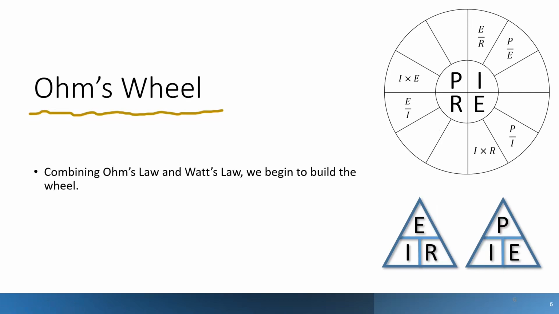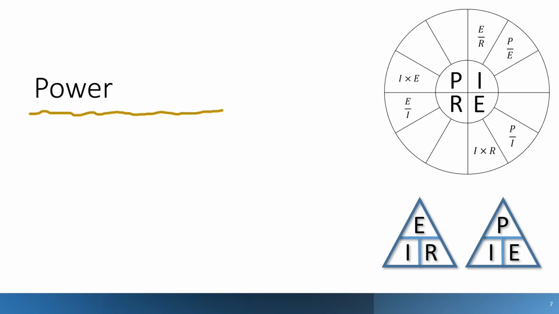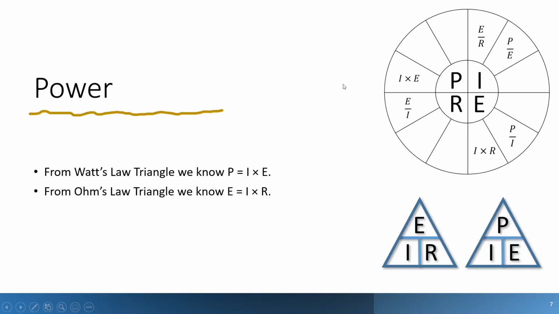Okay, so combining Ohm's law and Watt's law, we can build this Ohm's wheel, and we can use these formulas to derive the 6 remaining formulas and complete the wheel. Okay, so we're just going to work our way around clockwise, power, current, voltage, and resistance, and we're going to start with power here. And from the Watt's law triangle, we know that P equals E times I. Okay, so that's already up here in our little Ohm's wheel. And then Ohm's law, we know that E equals I times R. Well, we can use those two formulas together.